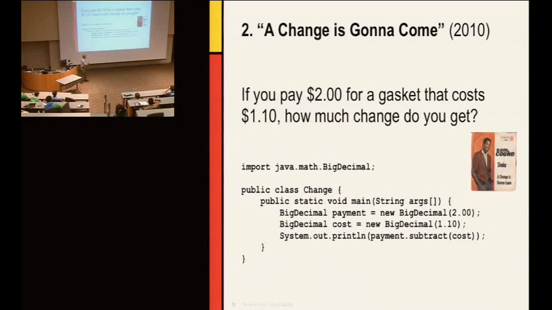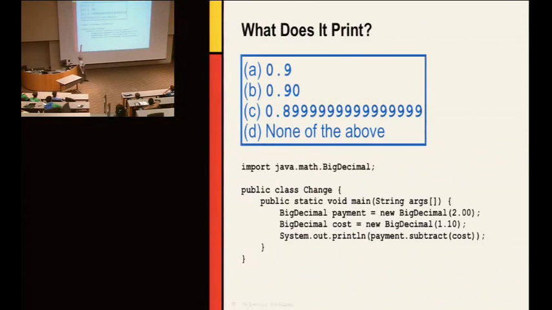And then when I print it out, it's clear what I'm doing. I say payment.subtract cost. So it makes the BigDecimals look a little uglier. And that ought to solve it. So what does this one print? Does it print 0.9, 0.90, the same crap that the last one printed, or something else?